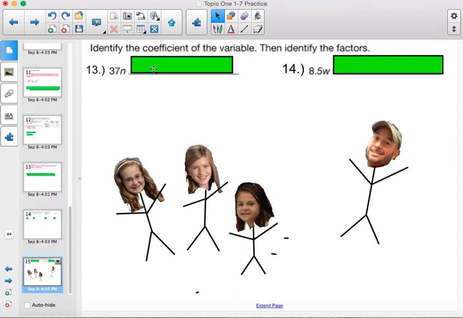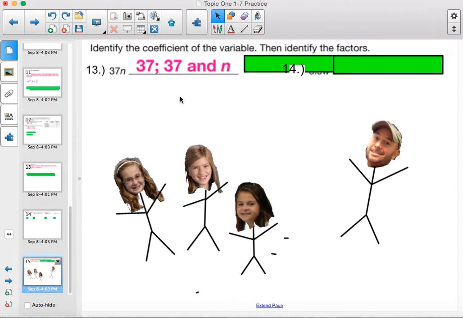All right, here we go. If you look at it, we have 37 times n. So what we know is 37 is the coefficient of the variable n, and the two factors are 37 and n. So in other words, we have 37, which is right next to n, which makes it the coefficient, and then you would multiply those together, which makes both of them factors.